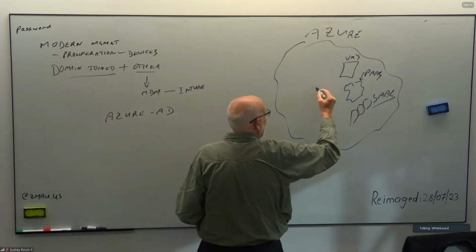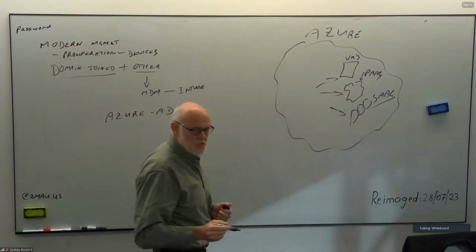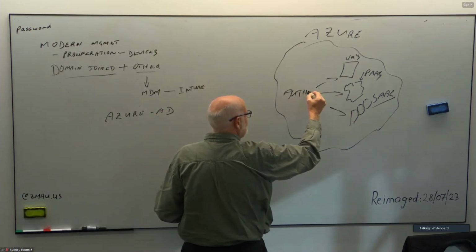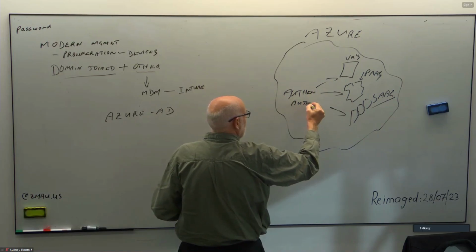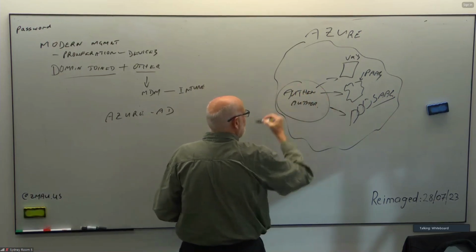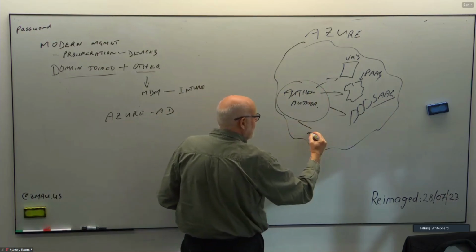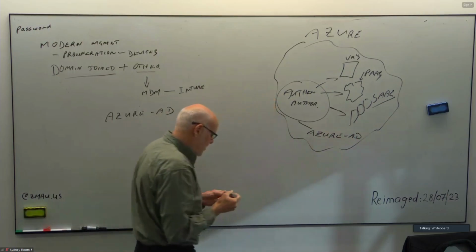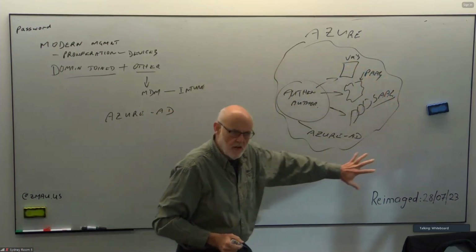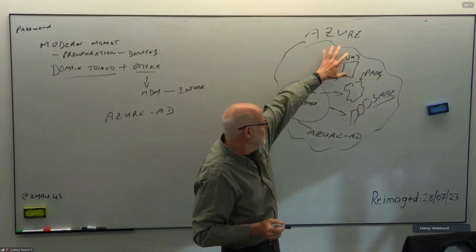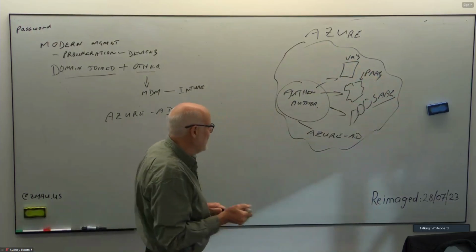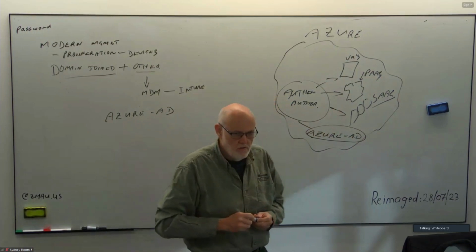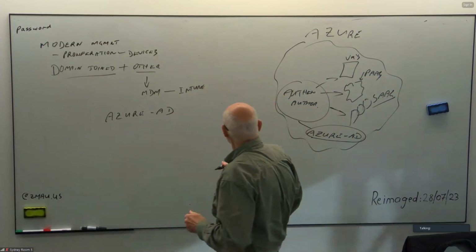In order to go and do any of these things, we need to be authenticated. We need to be authorized, etc. And that all comes in via our Azure AD. So we can think of Azure as the entire cloud with all these various services, VMs, platforms, etc. And my Azure AD is my identity base for all of that stuff in the cloud.